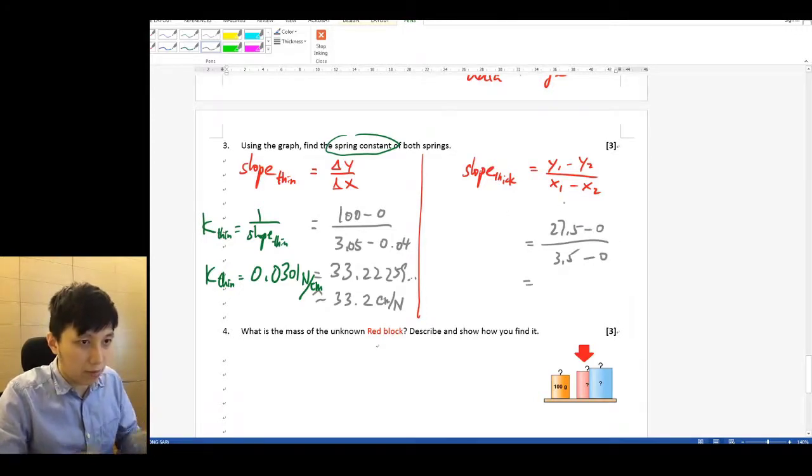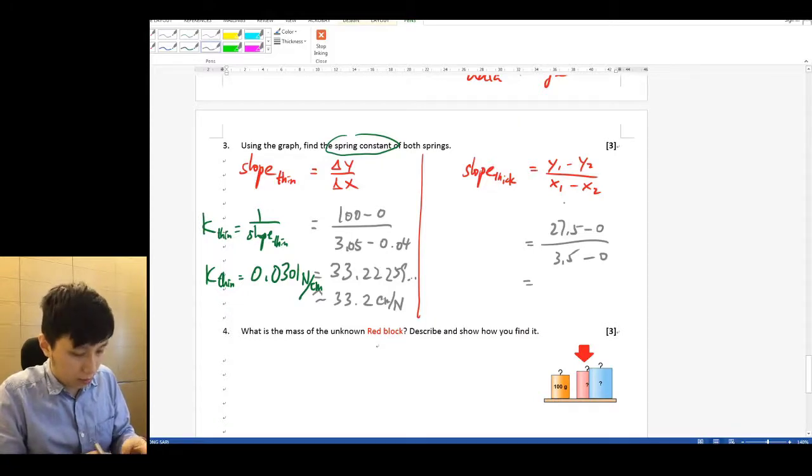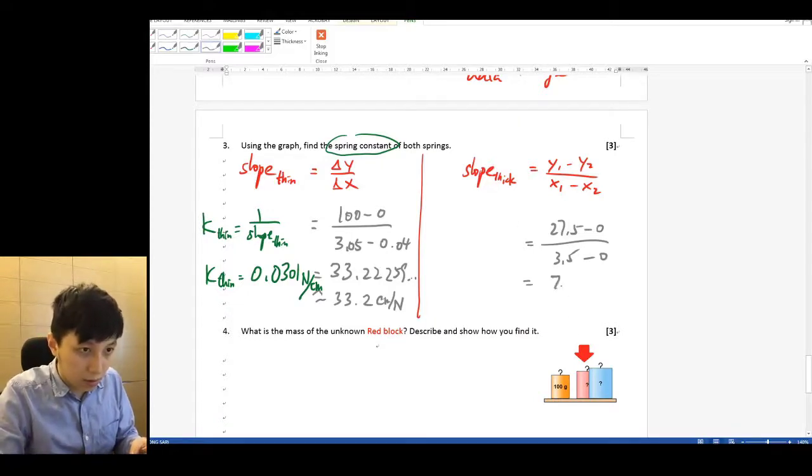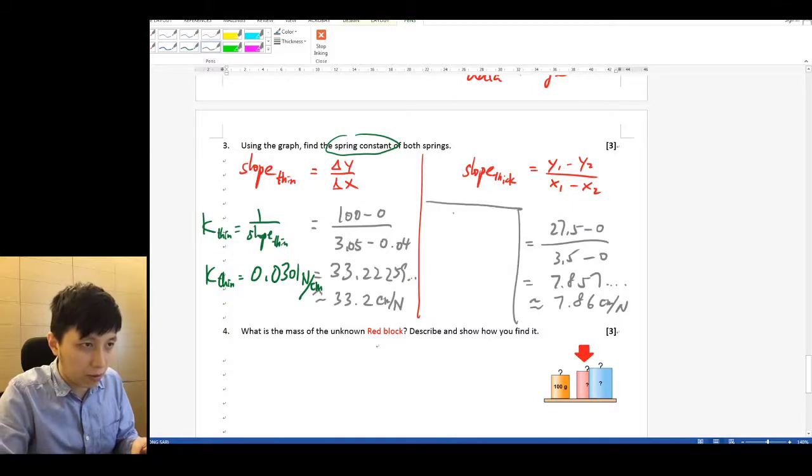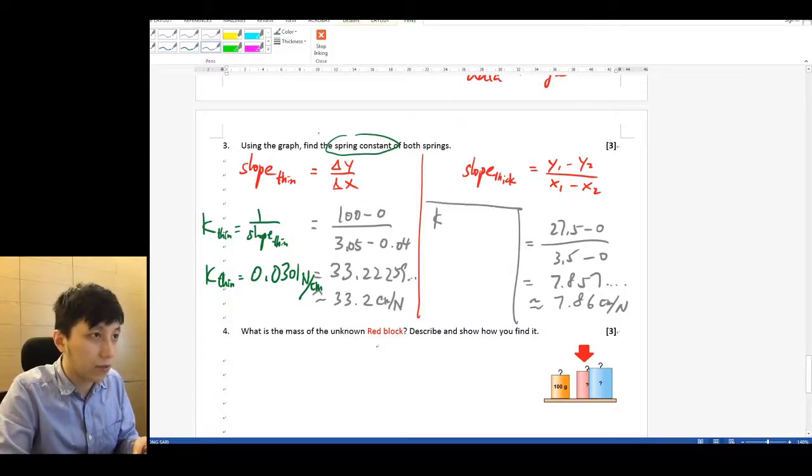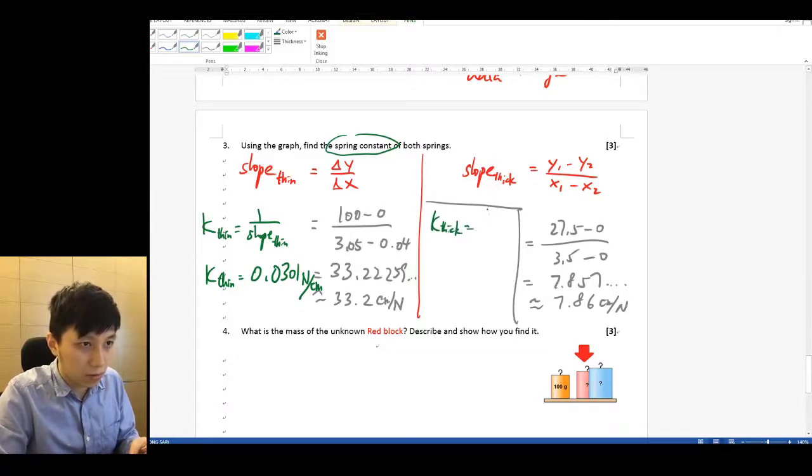Then mathematically it is 7.857 something, and once again you write 3 sig fig, so 7.86 cm per Newton. But in fact, the most important thing is K, the spring constant for the thicker spring. It's going to be 1 over the slope again, so it's just 1 divided by this.